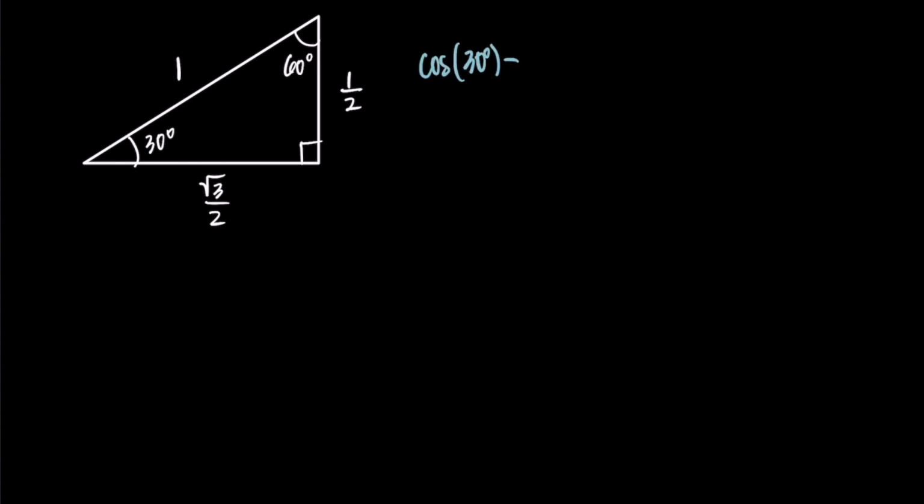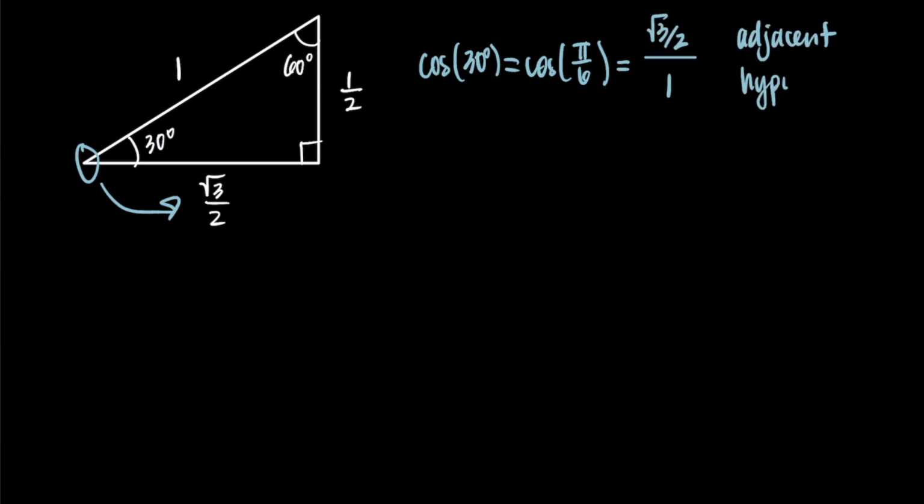So if we're talking about cosine of 30 degrees, that's the same as cosine of pi over 6, and we would do adjacent over hypotenuse. So the adjacent side to 30 degrees is square root of 3 over 2, and the hypotenuse or the radius is 1. Again, we're dividing by 1, we're going to get rid of that, so we get square root of 3 over 2 is our cosine value.